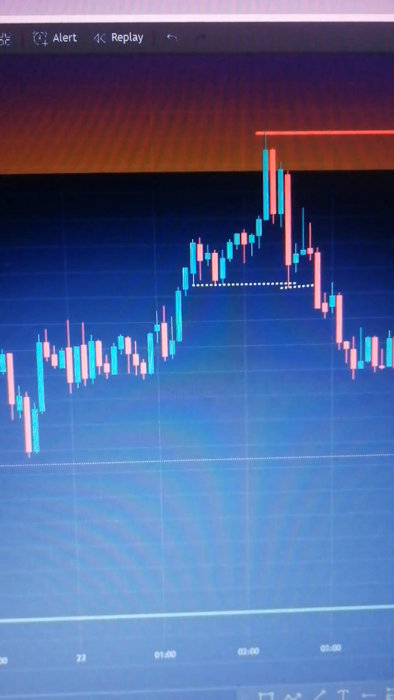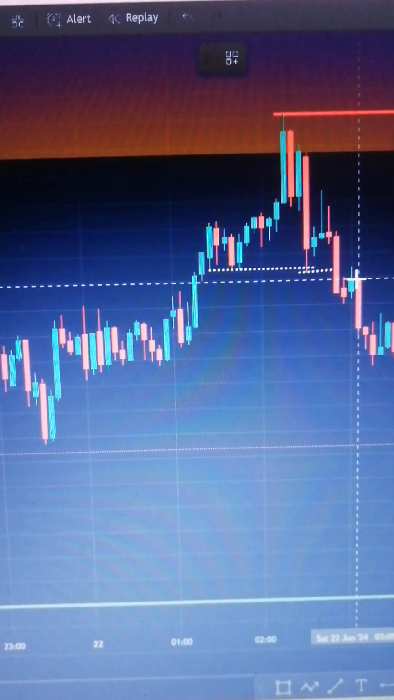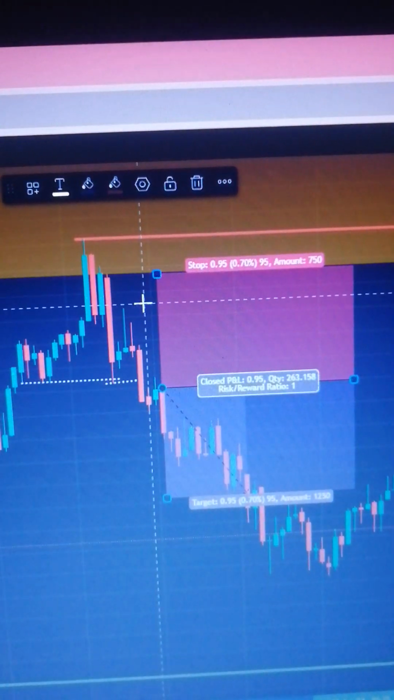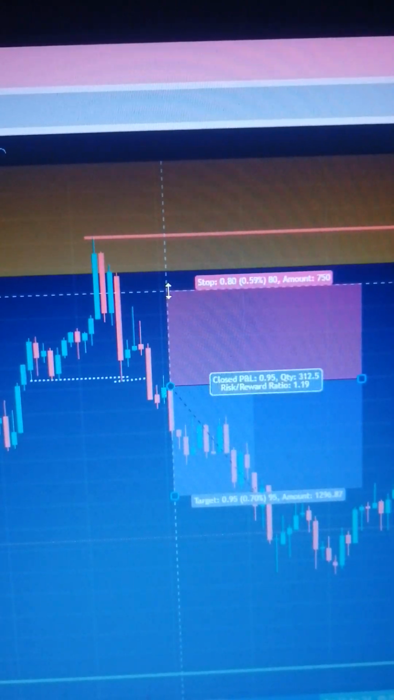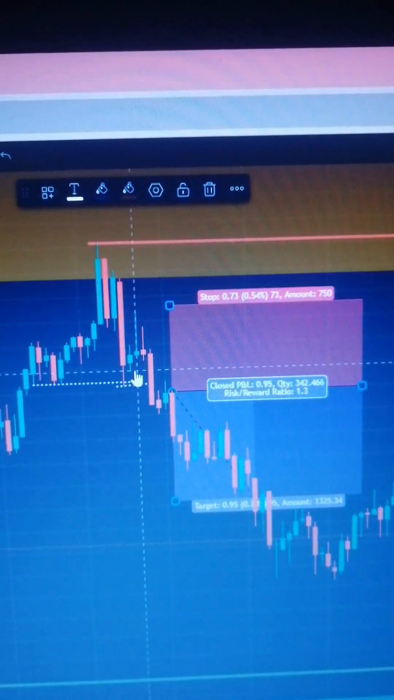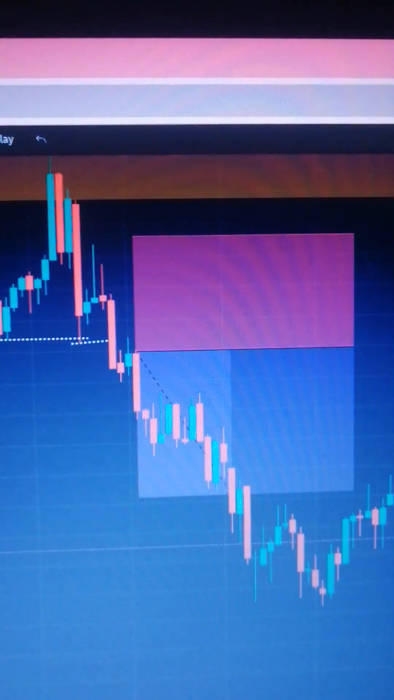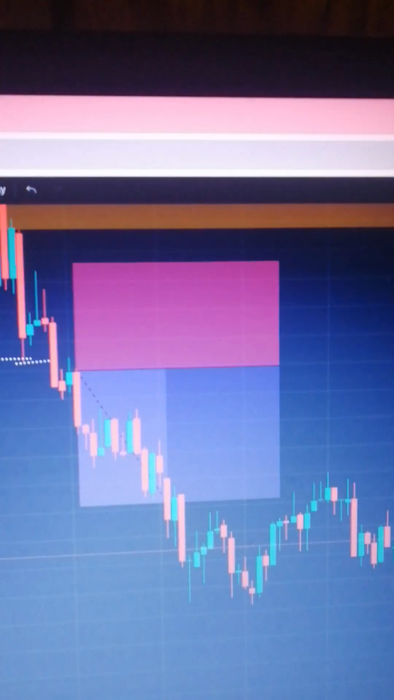Then someone could have entered from this rejection here. Stop loss, because there's not any imbalance here. Stop loss can just be above this wick here, because the market can push deeper to close this gap. That's the reason why we can put the stop loss above there.